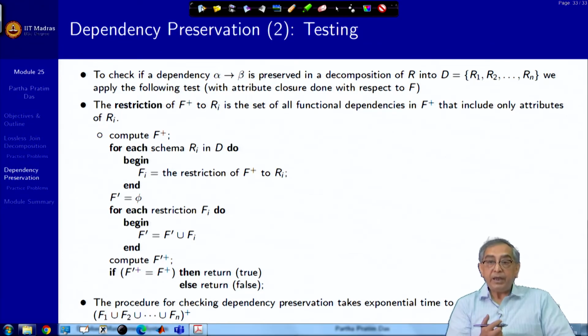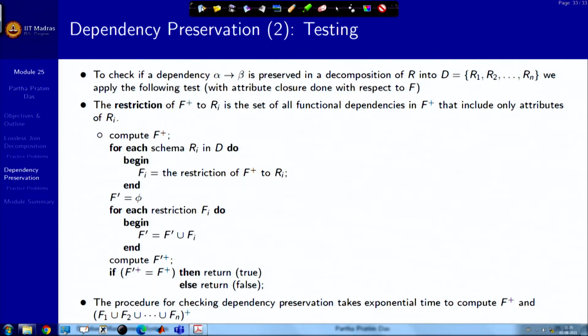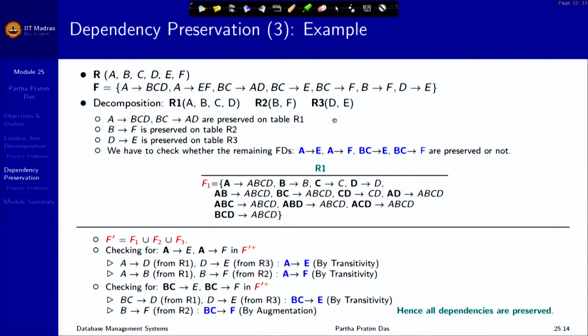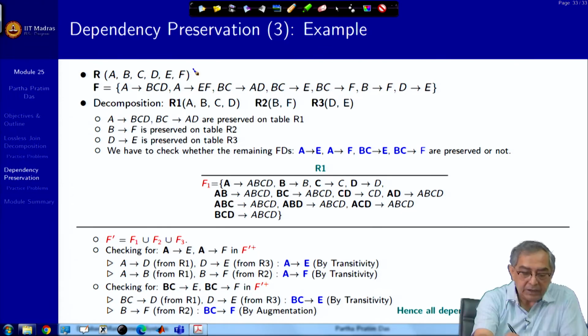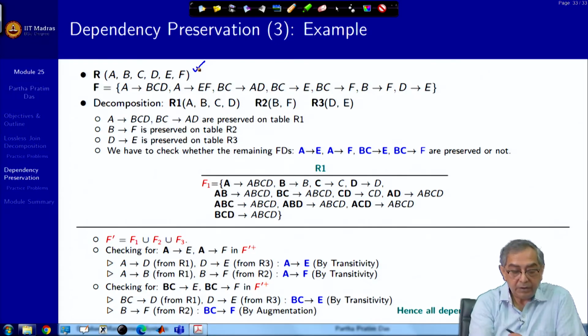The only hitch is that checking dependency preservation this way takes exponential time, because you are having to compute the closure, which is exponential time, but we have some algorithm. So, let us look at one example to understand how this is going. This is the set of attributes, these are the functional dependencies, and these are the decompositions. Right?